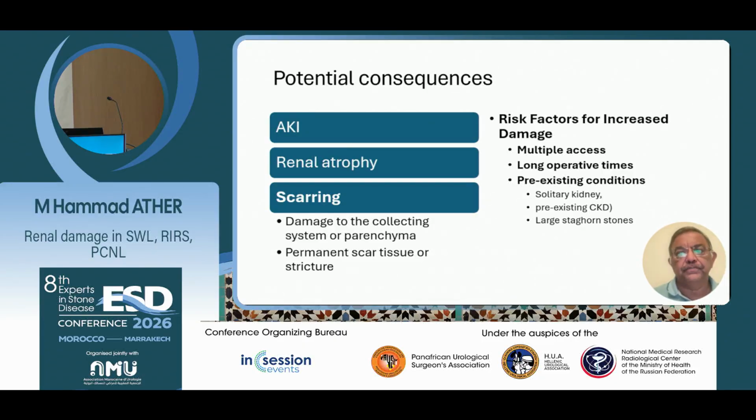The risk factors for PCNL related damage include multiple accesses, and we know now that it is better to have access from below as well as from above for complex stones. Long operative time, again, it is better to stage this surgery rather than performing 3-4 hour long surgeries for complex stones. Pre-existing conditions like solitary kidney, pre-existing CKD, and large staghorn stones can all increase the chances of PCNL related renal damage.